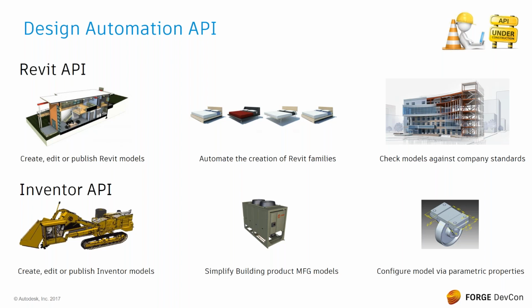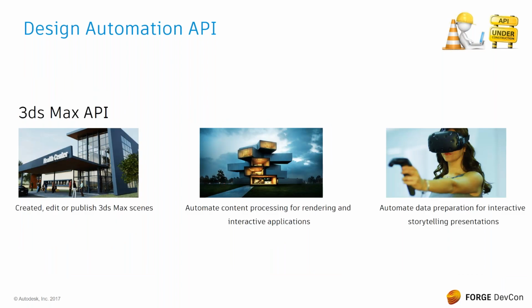Think of the same kind of thing with Inventor, having the Inventor engine available to you, being able to create, edit, and publish Inventor models, doing things like simplification of models for building product information, or even configuring a model based on parameters. If you want to drive the parameterization of a model through a mobile device or web page and have it created and get that result back, you'll be able to do that pretty easily with that API. And then 3ds Max, same thing, the same kind of pattern here. You're going to see all those be the same.